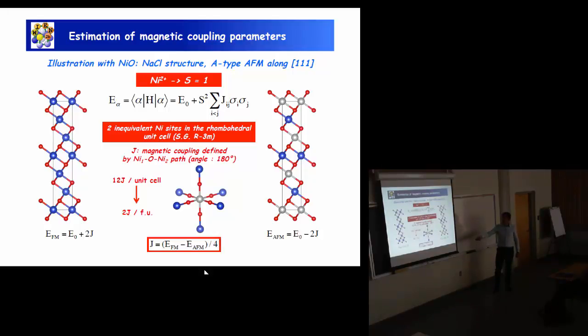You express the energies for these two systems. Energies that I express per formula unit, so for 1 nickel oxide formula unit, it will give you E0 plus 2J, because the 2 J values are ferromagnetic, and E0 minus 2J, because the J values are all antiferromagnetic. You do your mapping, and it will give you J equal to the energy difference between these two calculations divided by 4. Okay? I hope I'm not too fast. For sure I'm fast.